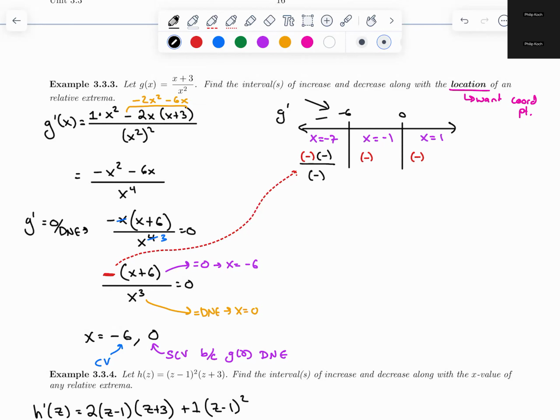Plug in -1. Now the x plus 6 factor is positive over x cubed. That's going to be negative. That's a net positive. And then if you plug in 1, you get a positive over a positive for the remainder portion of it, and that's a net negative.